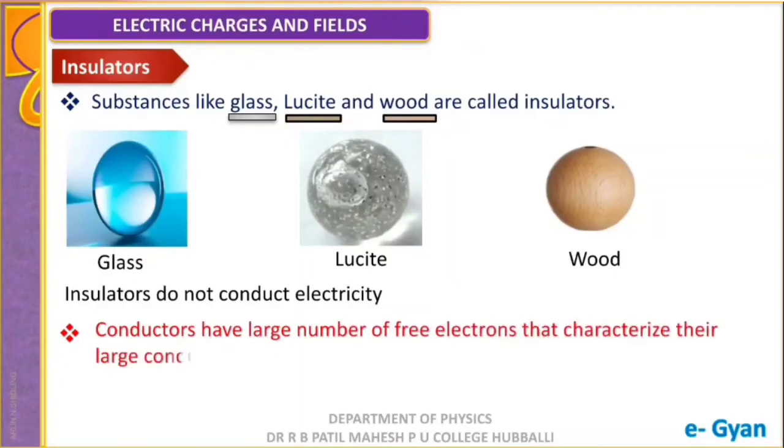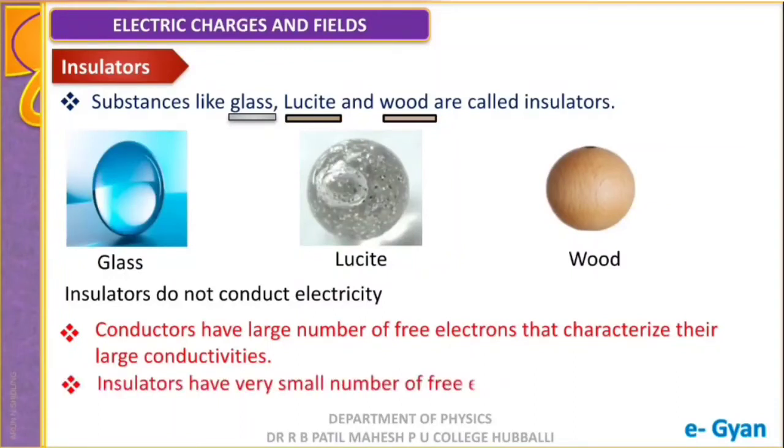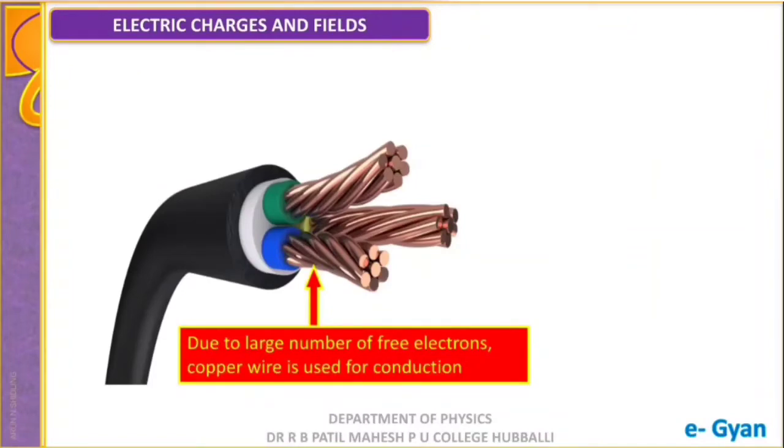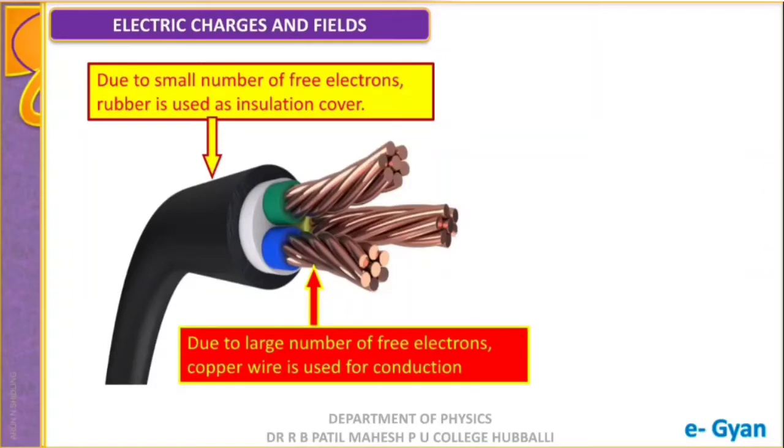Conductors have a large number of free electrons that makes them conduct electricity, whereas insulators have a very small number of free electrons in them. That's why it's not possible for them to conduct electricity. So here we will see how both of them are used in supply of electricity. Copper is a good conductor which is used as a conductor by covering it with insulator material. Copper is used because it has a large number of free electrons, so it will conduct, and it will be protected with an insulator which has very few free electrons.